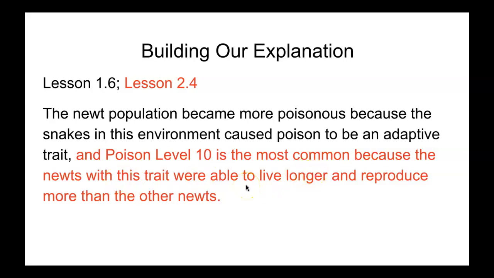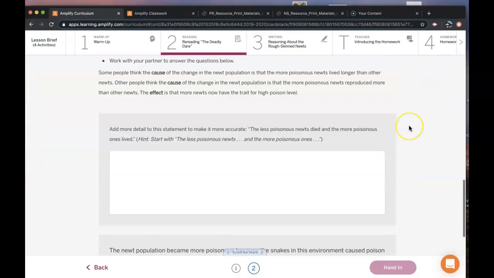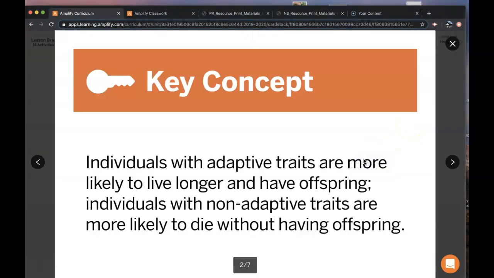So this leads us to a key concept, and that is that individuals with adaptive traits are more likely to live longer and have offspring. Individuals with non-adaptive traits are more likely to die without having offspring. So this makes a whole lot of sense, and this is why it's called natural selection, because it naturally happens. If you have a predator and you're more likely to live because you have an adaptive trait, you're naturally selected to live longer and have more offspring.